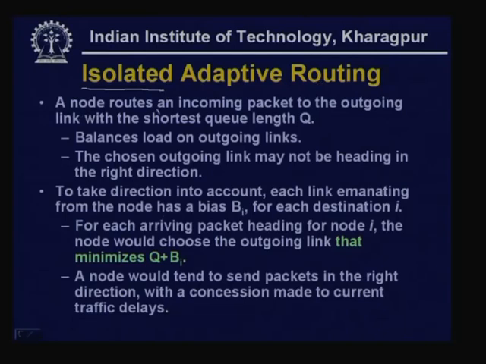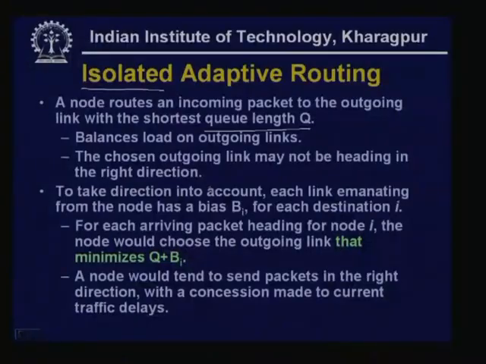In this case, a node routes an incoming packet to the outgoing link with the shortest queue length Q. So, the routing is done based on the queue length in different paths. The basic idea is that it will balance the load on outgoing links. However, the chosen outgoing link may not be heading in the right direction. Unfortunately, whenever it is based on the queue length of different links, there is a possibility that a packet will be headed towards the source rather than the destination. How do you take that into consideration?